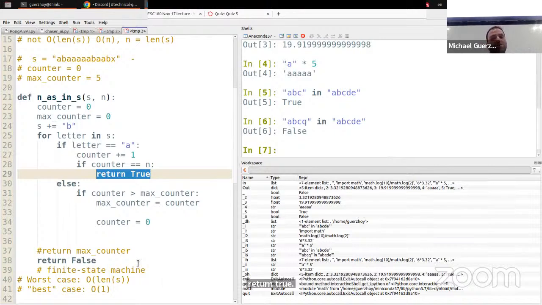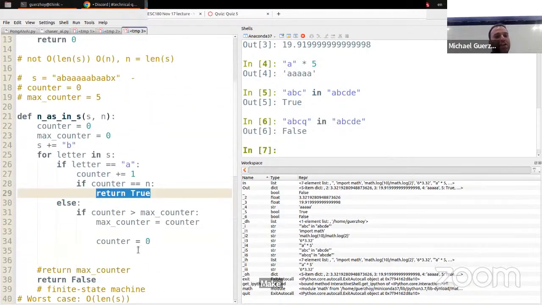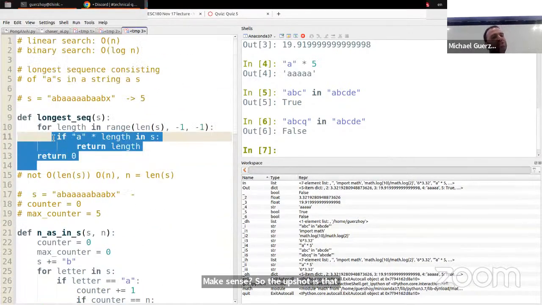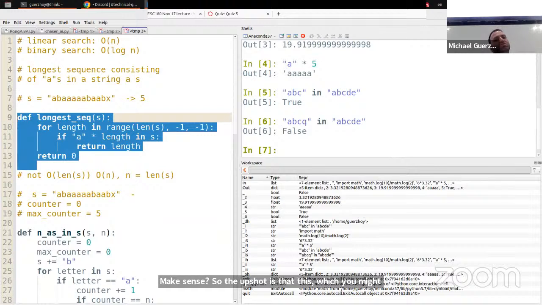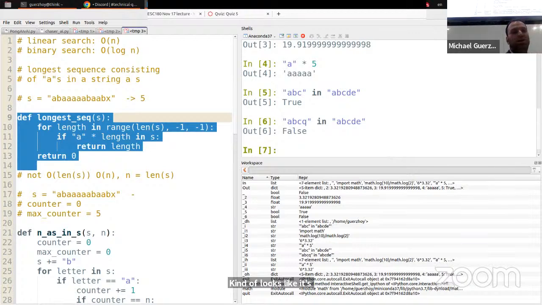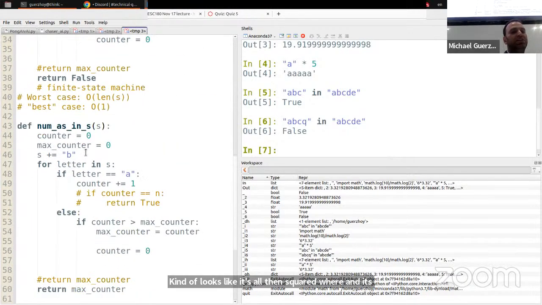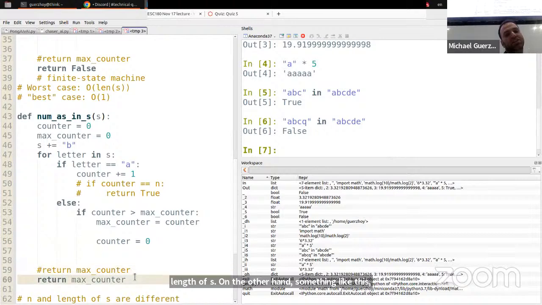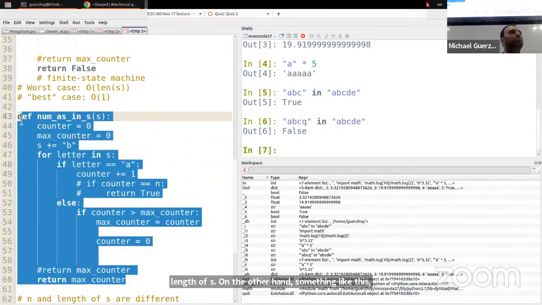Make sense? So the upshot is that this, which you might or might not have thought of, looks like it's O of n squared, where n is length of s. On the other hand, something like this, which does the same task, is O of n. So the upshot is there are efficient and non-efficient algorithms. Write the efficient ones. I'll see you on Monday. Thank you.